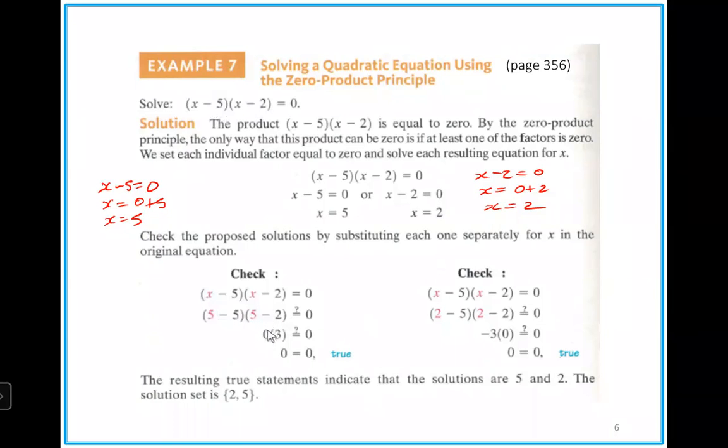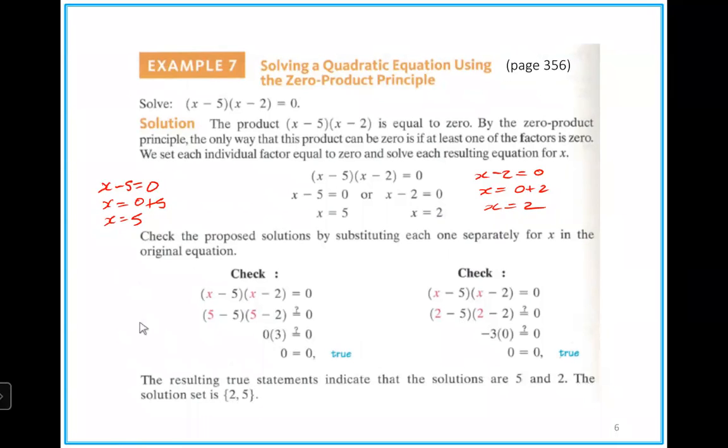5 minus 5 is 0. 5 minus 2 is 3. 0 times 3 is 0. It's a true statement. If x is equal to 2, you're going to put the 2 in place of x. So put 2 in place of x. 2 minus 5, and that is negative 3. And 2 minus 2 is 0. Negative 3 times 0 is 0. So that's true. So it says the resulting true statements indicate that the solutions are 5 and 2. The solution set is the set containing 5 and 2.